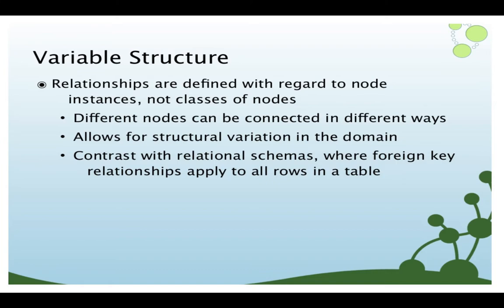So relationships are defined with regard to node instances, not classes of nodes. Different nodes can be connected in different ways. This allows for structural variation in the domain. Contrast with relational schemas where a foreign key relationship applies to all rows in a table.